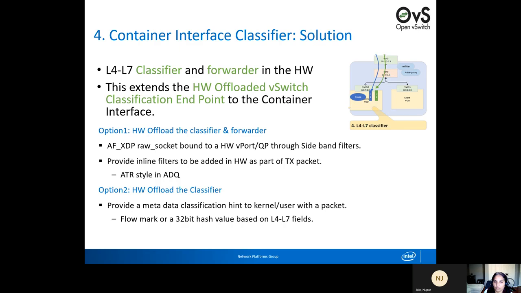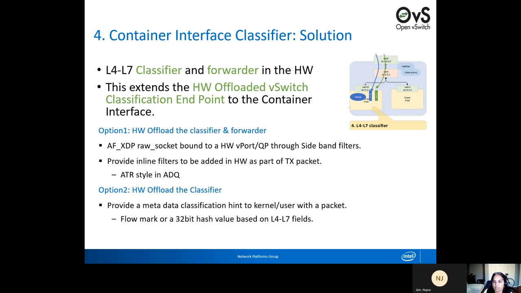So this is the fourth element of the problem domain that we looked into, which is the last mile classification to a container interface. At present, this classification happens in software, and there are powerful NICs out there that can provide a very programmable classifier at an L4, L7 level, and forward the traffic directly to, say, a container interface using dedicated queue pairs.